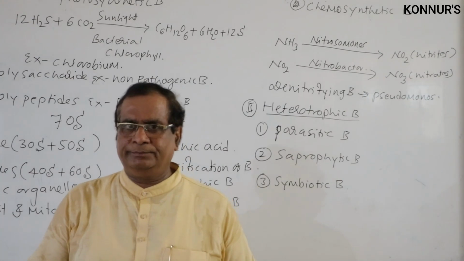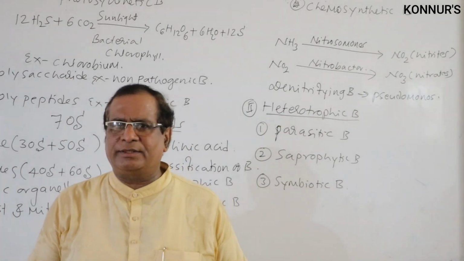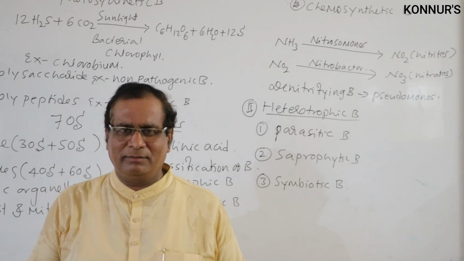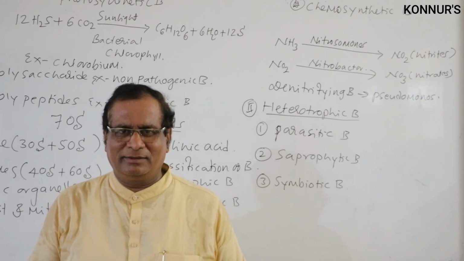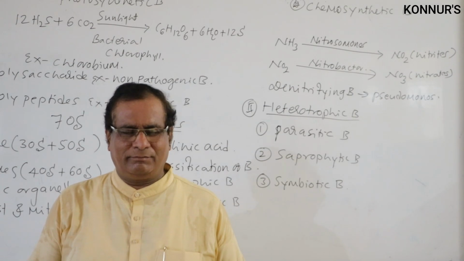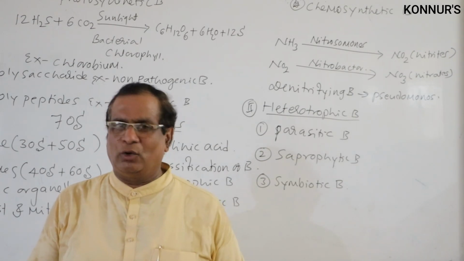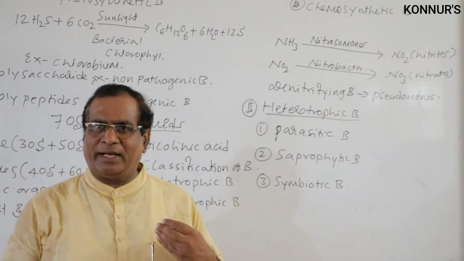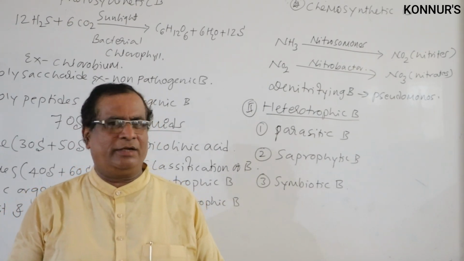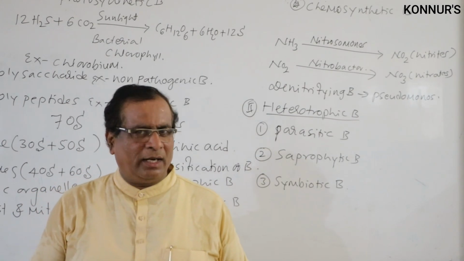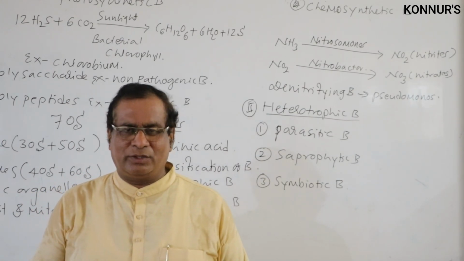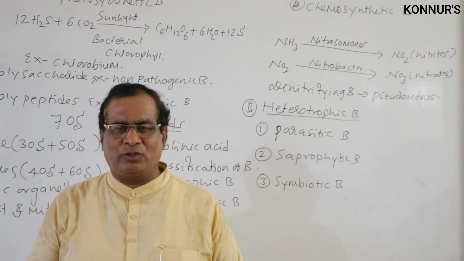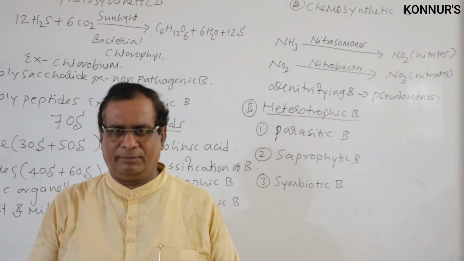Parasitic bacteria are the bacteria which infect living beings, cause disease, and get their food from those living organisms. Take for example Salmonella typhi, which causes typhoid, and Vibrio cholerae, which causes cholera.